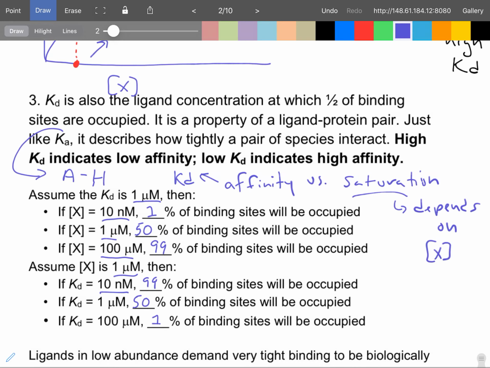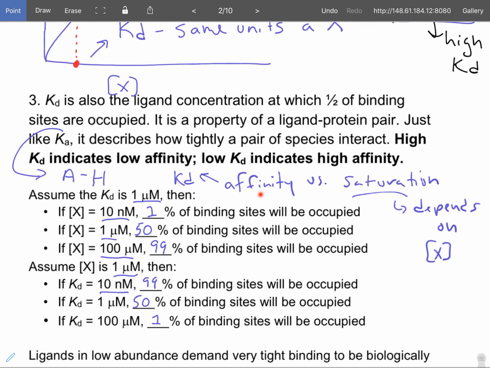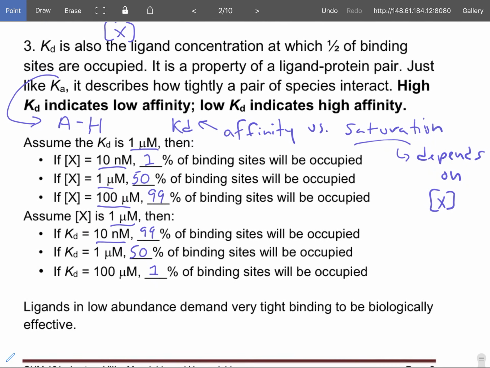So hopefully that demonstrates the difference between affinity, which is how well a protein and its ligand interact, and that's reflected in KD, and how that varies from saturation. With saturation, we're taking into account both the KD and the ligand concentration to determine how saturated the protein is actually going to be. And it should make sense that if there's a ligand that's in low abundance, it's going to require very tight binding for that to be biologically effective.